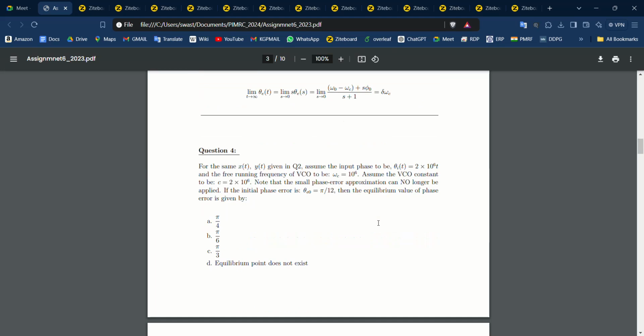If the initial phase error is pi by 12, then the equilibrium value, okay. So they are saying that the input frequency is 2 into 10 to the power 6. The free running frequency is 10 to the power 6. The VCO constant is 2 into 10 to the power 6. And the small phase error approximation thus can no longer be applied. So if the initial phase error is theta e naught equal to pi by 12, then find the steady state phase error.